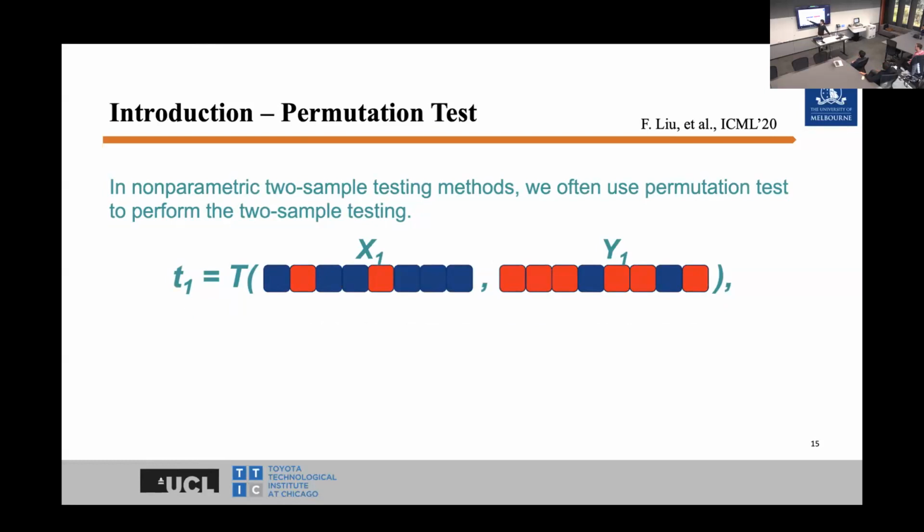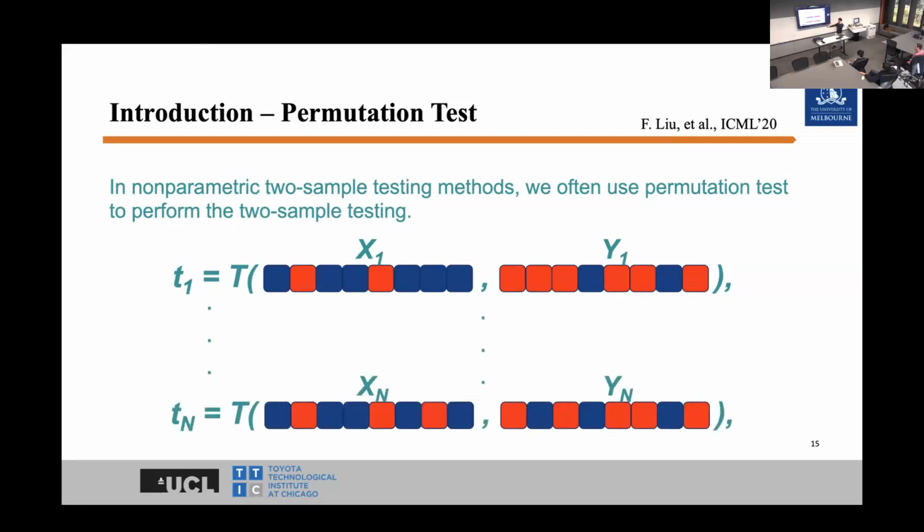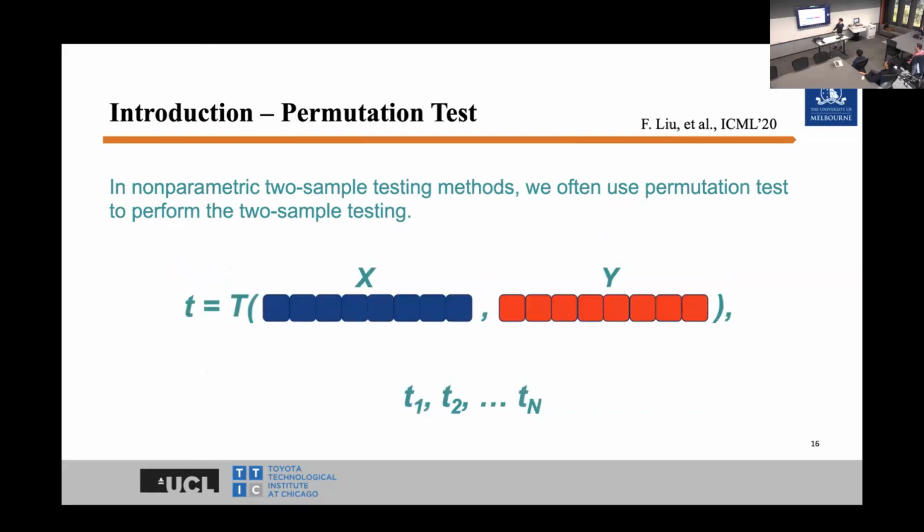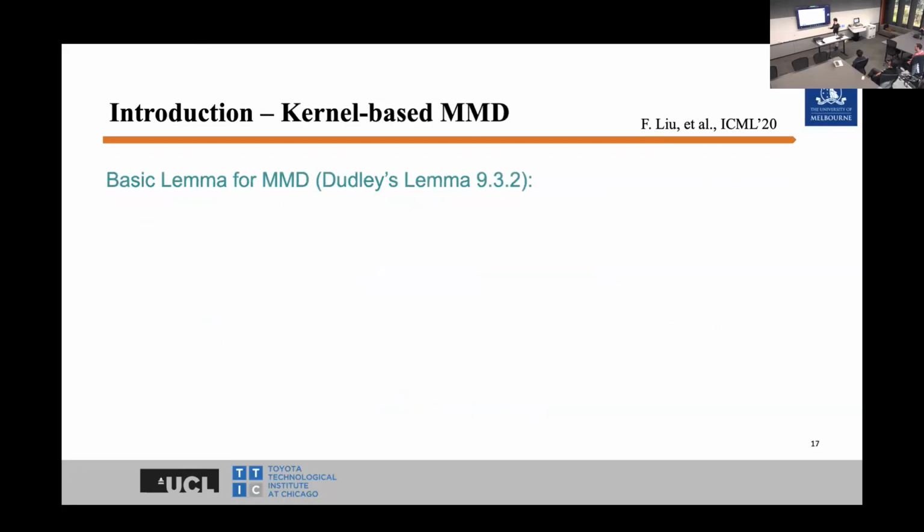Then we split it in half to generate X1 and Y1, and using the same statistic we obtain the little t1. We permute once. In a permutation test, we permute a lot of times. Here we permute capital N times, so we obtain little t1, little t2, until little t capital N. Now we have these capital N values, and we also have the original t. In a permutation test, we compute the percentile of the original little t in this series.